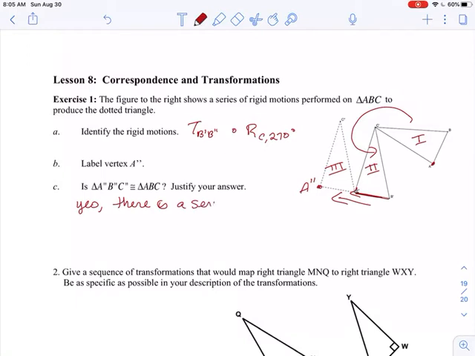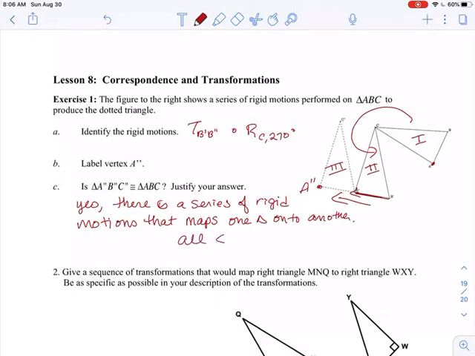Yes, the triangles are congruent. Why? There is a series of rigid motions that maps one triangle onto another. All the angles and sides maintain their size. The length and angle measure are preserved.